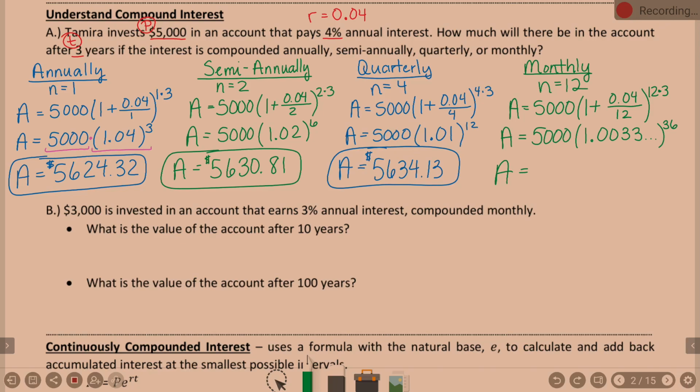$5,636 and how many cents? 36 cents. Now, here's what I'm going to say: if your answer does not round to be the same as mine, your method didn't work, and I will show you another method that can work. So $5,636 and 36 cents.